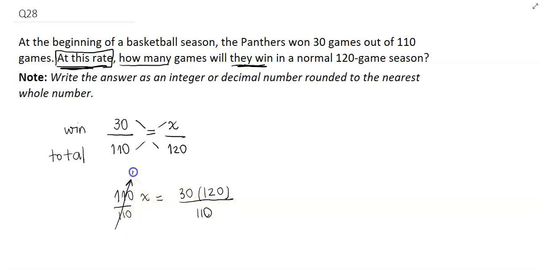Here my coefficient became 1. Now I have x equals, and I simplify the zeros. 360 divided by 11. I immediately see that this will not be a whole number. It will be some kind of decimal. But then the problem says round to the nearest whole number. So I have to find the number in the tenths place to see if I have to go up or stay as it is.